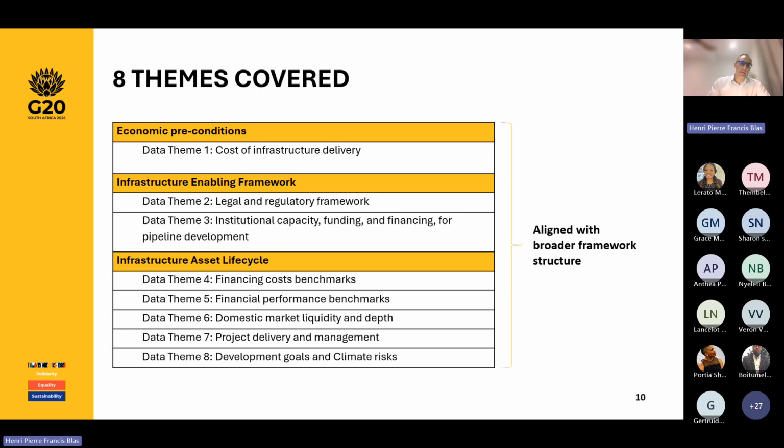To complement that, first I'm going to talk about the 8 themes. The 8 themes covered in the notes are very much linked to the framework. Remember the framework, that's going to be the broader document, and it is going to touch on the importance of economic preconditions, the infrastructure enabling environment, and then the work around the infrastructure asset life cycle. For those, we identified a few themes, and I'm going to explain how we validated that with investors. That's how you have the framework itself, and then you have the data element that's linked to it.